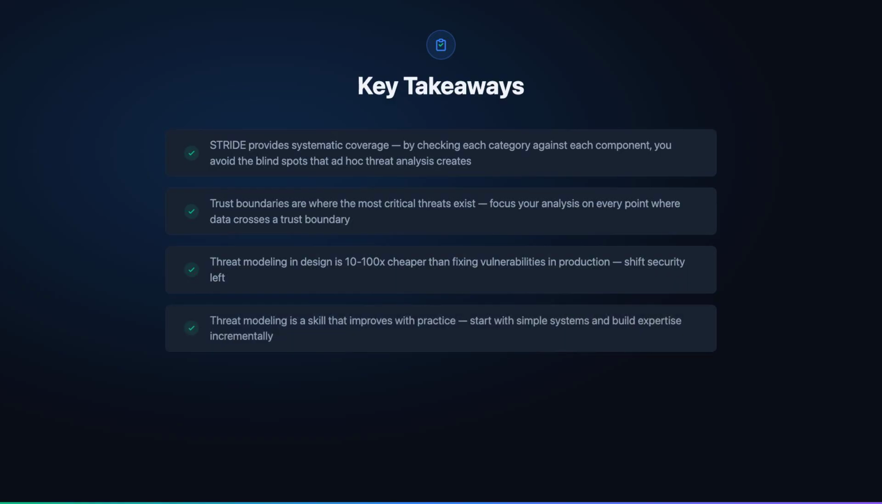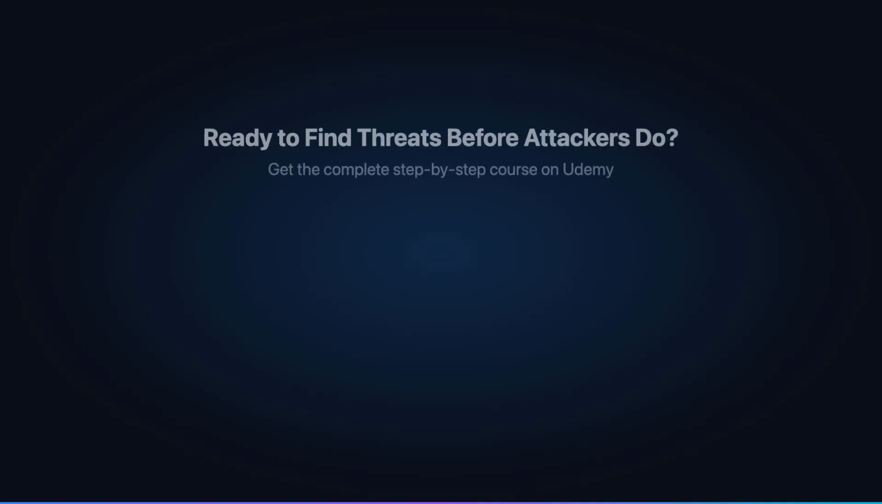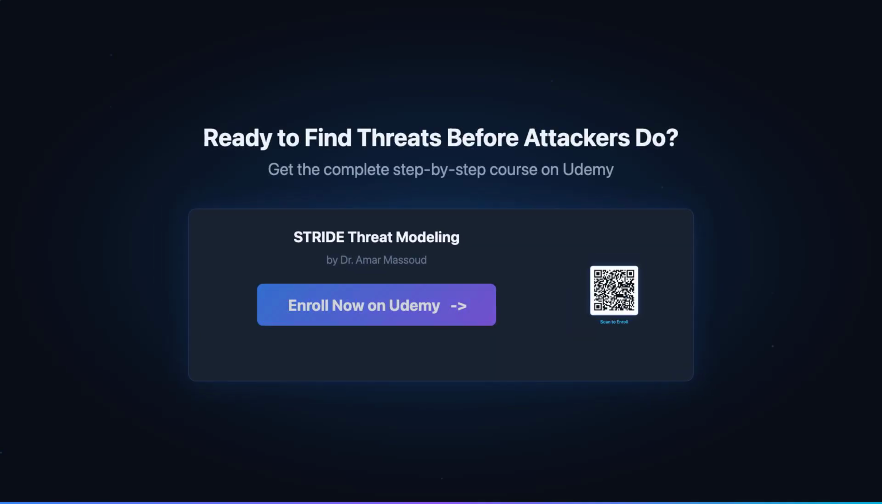And fourth, threat modeling is a skill that improves with practice. Start with simple systems to build familiarity with the process. As your expertise grows, tackle more complex architectures. The course provides progressively complex exercises that build your threat modeling skills from beginner to advanced. That wraps up our overview of STRIDE threat modeling.